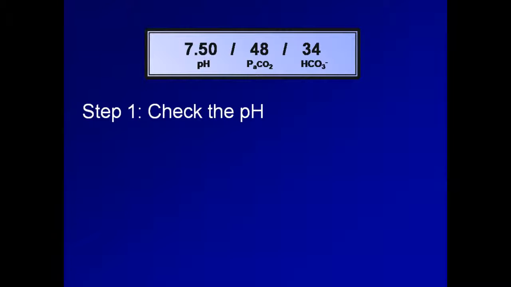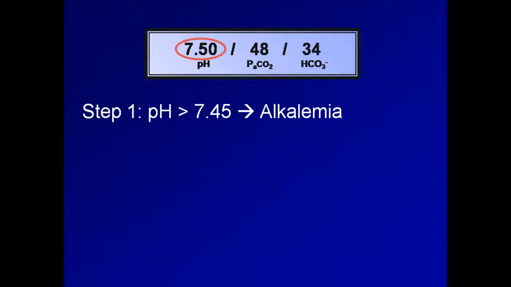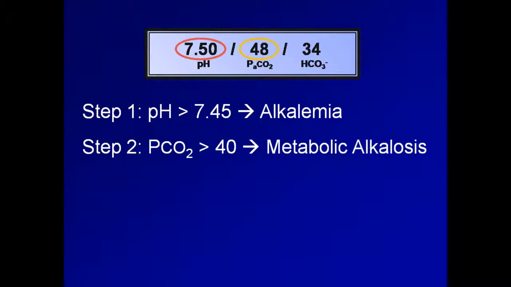So first, the pH of 7.50 is higher than normal, so therefore this patient has an alkalemia and at least one alkalosis. Next, look at the PCO2 of 48. This is higher than the normal PCO2 of 40. Since the pH and PCO2 are deranged in the same direction, the problem here is metabolic in origin and thus a metabolic alkalosis.